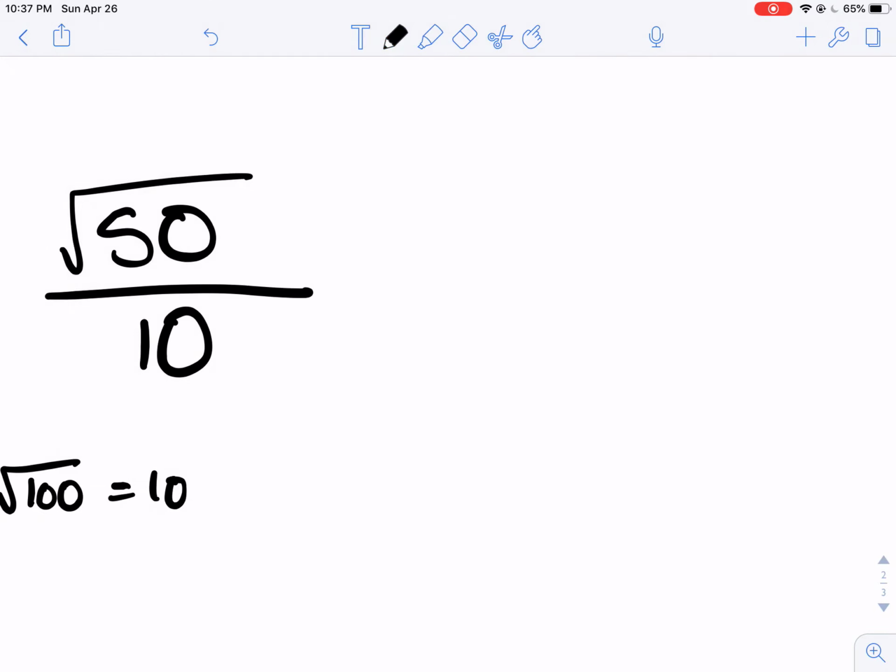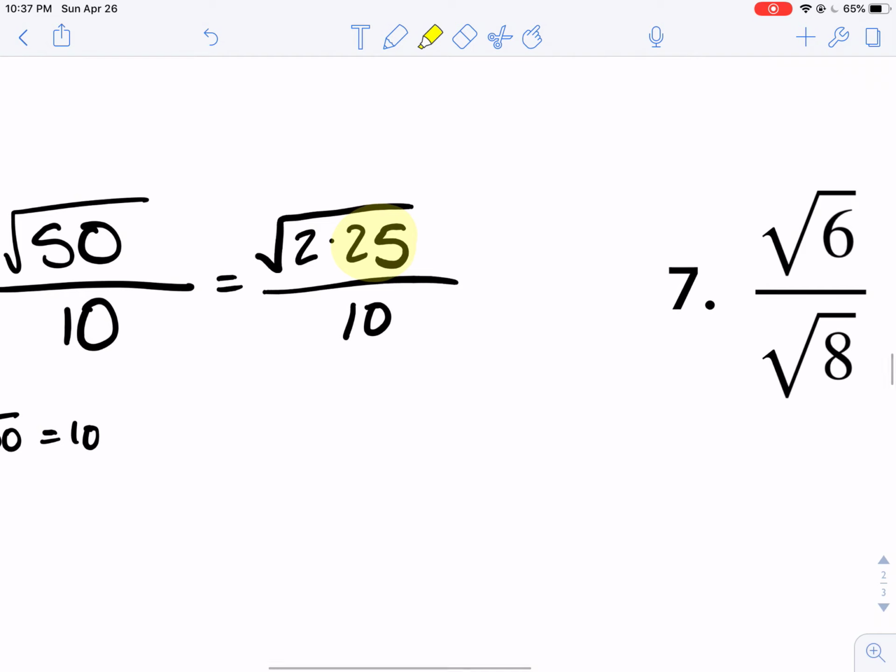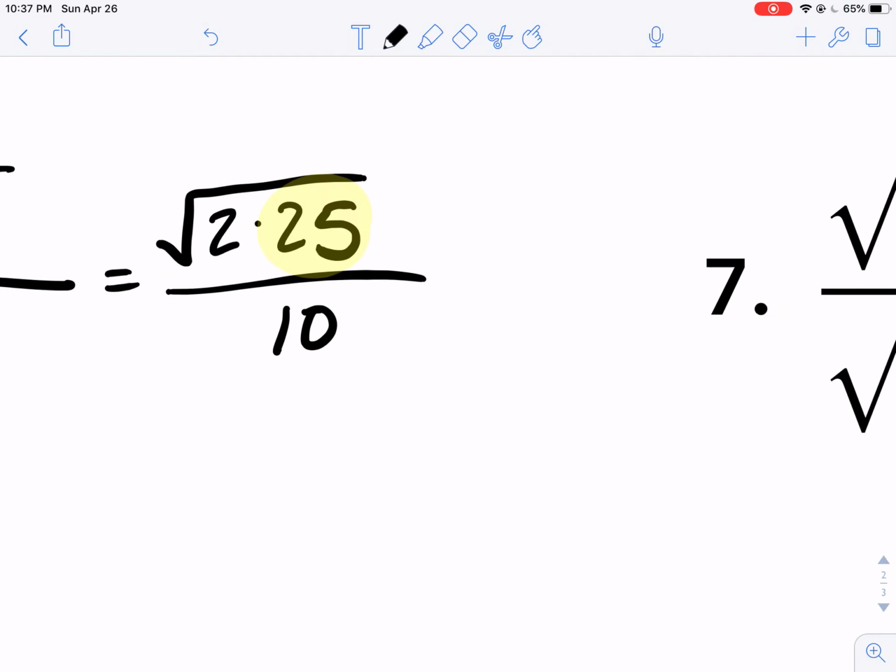But what we're going to do is simplify the square root of 50. 50 is the same thing as 2 times 25. I like this 25 because 25 is a perfect square. So I can split that up, and that gives me the square root of 2 times the square root of 25, which is 5, all over 10. I'm sorry, I got ahead of myself.